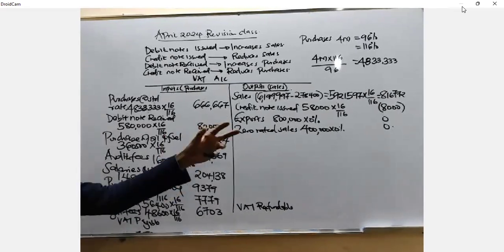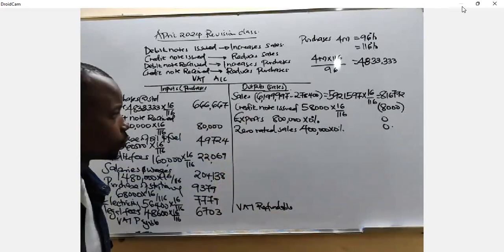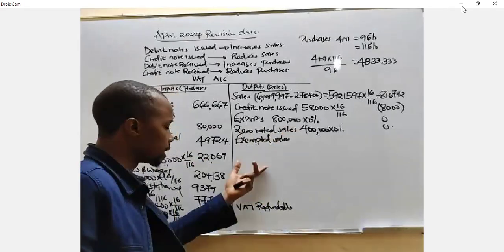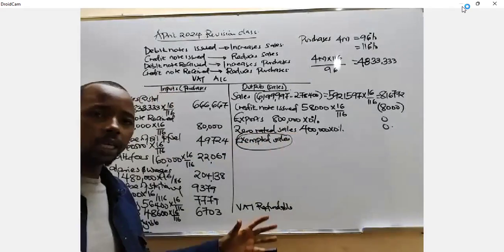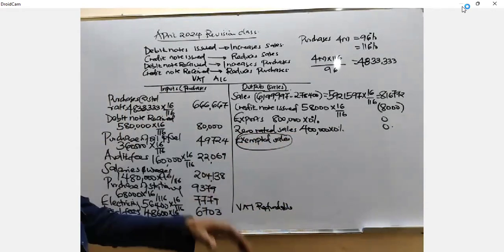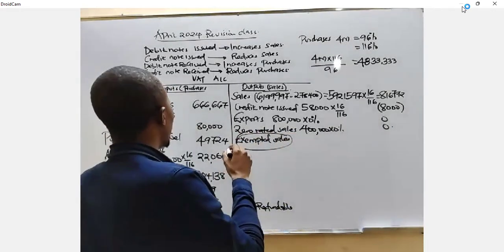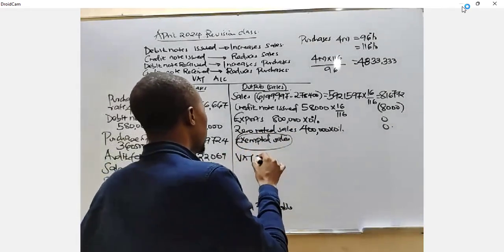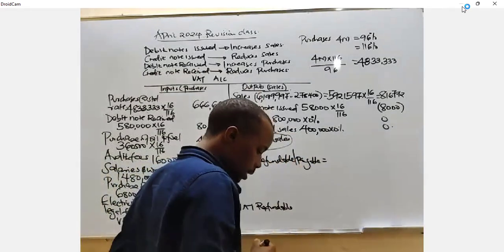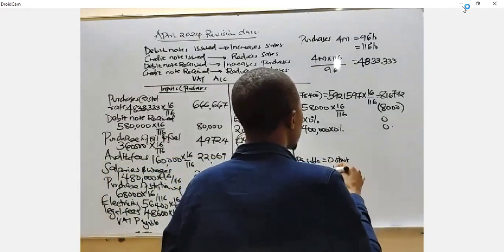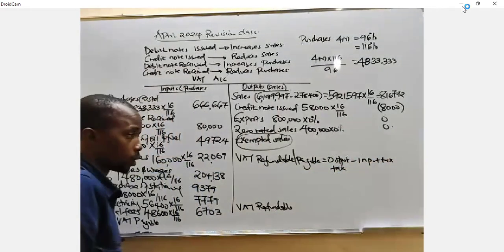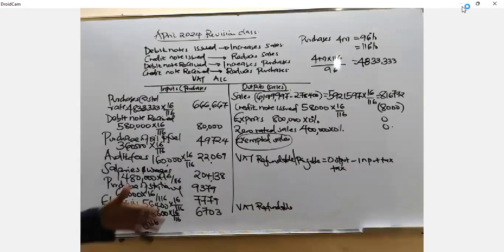Now, on the issues of restrictions, we normally restrict when we have exempted sales. But if it is not in the question, don't continue doing the restrictions, because even the formulas for doing the restrictions will be restricting you. So in this case, we just need to understand how to get the VAT refundable or payable. We are just going to take the output tax minus the input taxes. Now, you can do your math well.